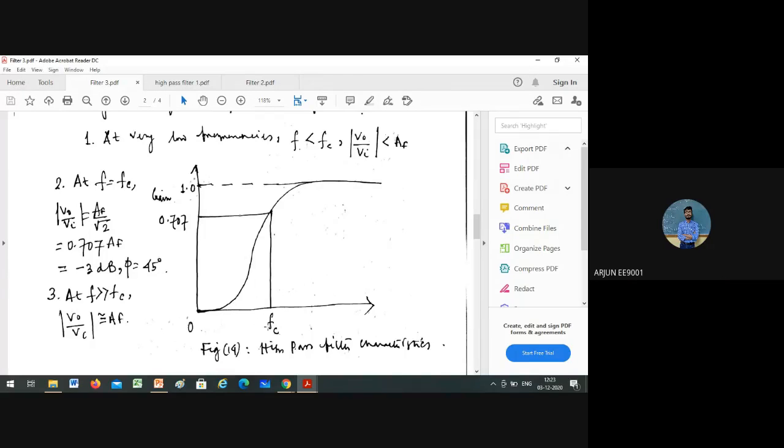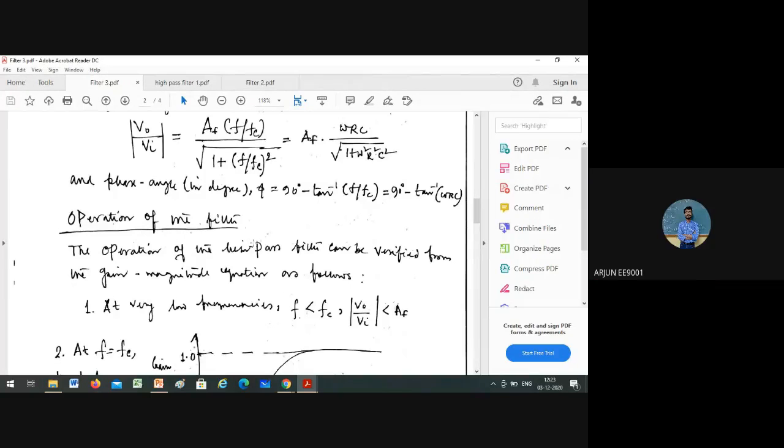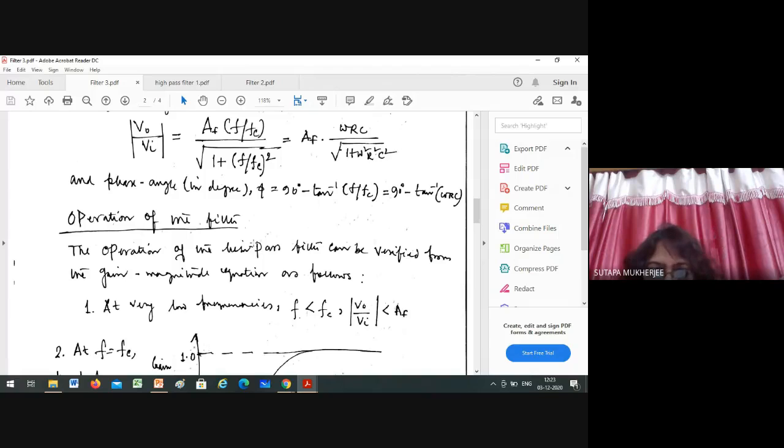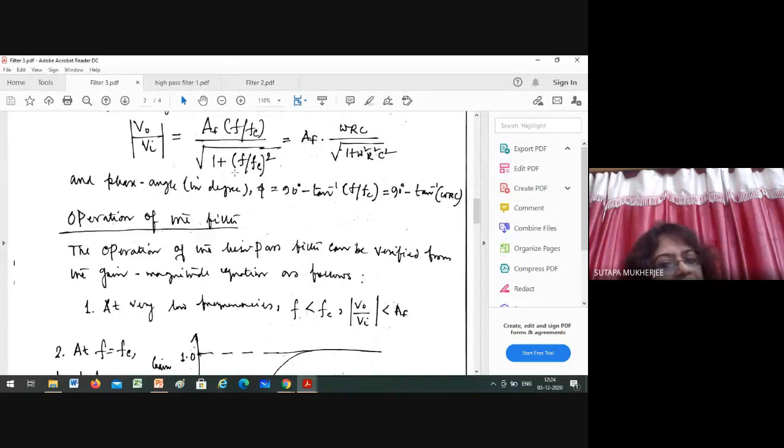So the gain is low at low frequency. Is it clear? And at high frequency it will not be less than f. I had three conditions: f equals fc, f greater than fc, and first f less than fc. If f is less than fc, then the gain will be less than AF because it is a fraction, right? And at f equal to fc, the gain will be AF by root 2, which is 0.707 of AF.